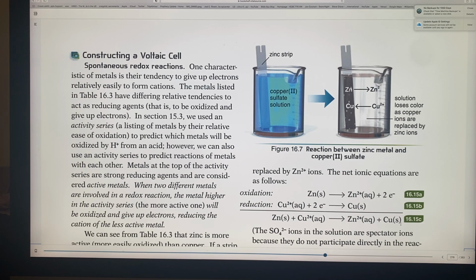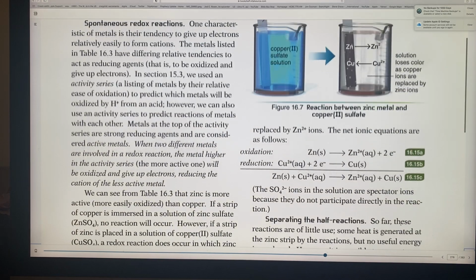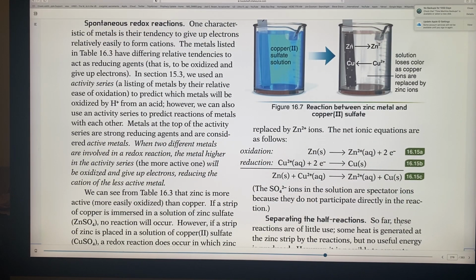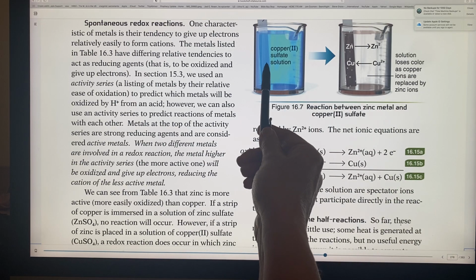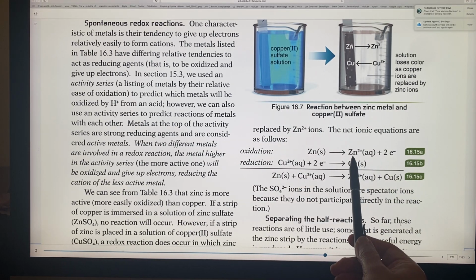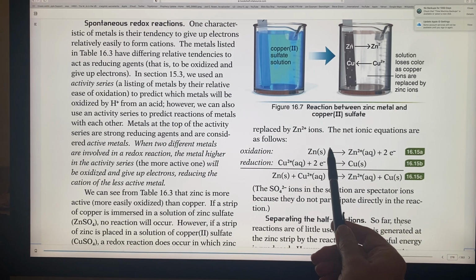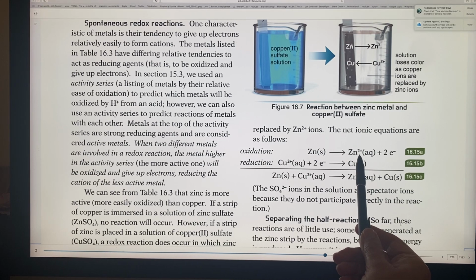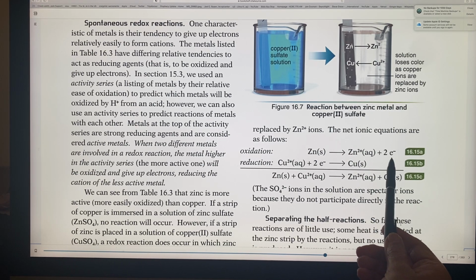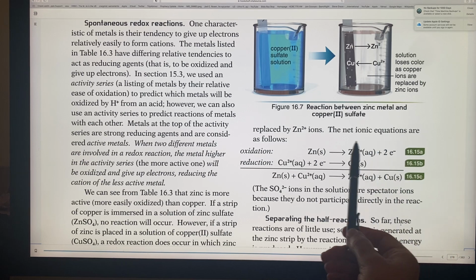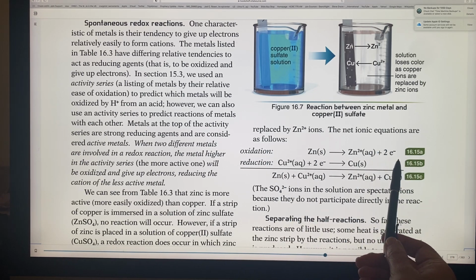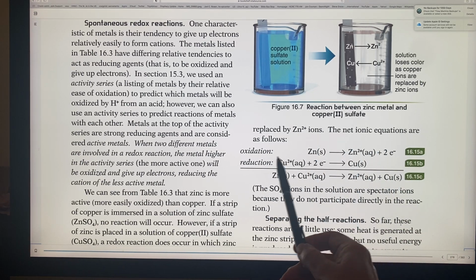the zinc solution. Here we have the reaction going on, the oxidation right here. Here are the equations. You have the zinc turning into the ions. The zinc wants to come out to unite, so the zinc is turning into 2 positive ions with 2 electrons freeing themselves. That's oxidation, and then on to reduction.